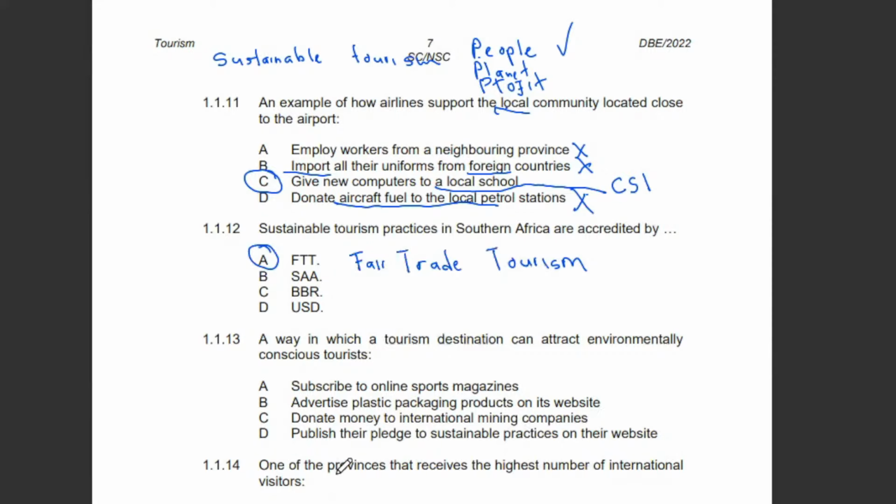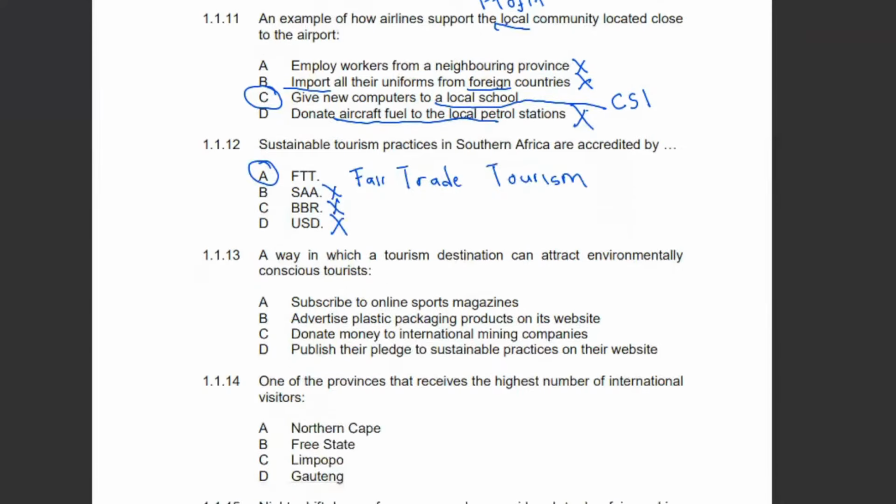Then let's also eliminate the wrong answers. The second option, B, SAA, that actually stands for South African Airways, which is an airline, so it cannot apply. BBR, this is a term used in foreign exchange. That's the bank buying rate. USD, that's the currency code for the US dollar. So we cannot accept that as an answer. So our correct answer would be FTT.